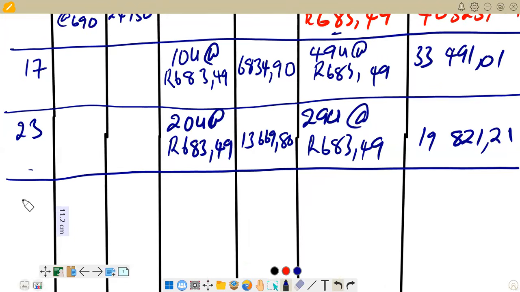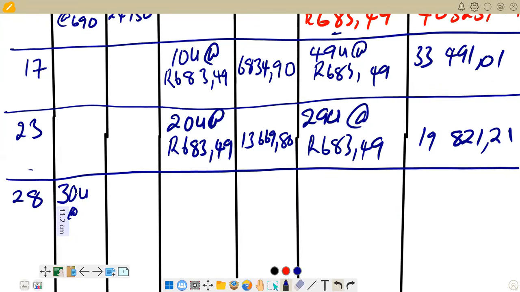Right, we are now on the 28th. Purchased 30 units. Remember, we do not have a weighted average there. We have to calculate the new weighted average. So let's see how we are going to calculate that one.